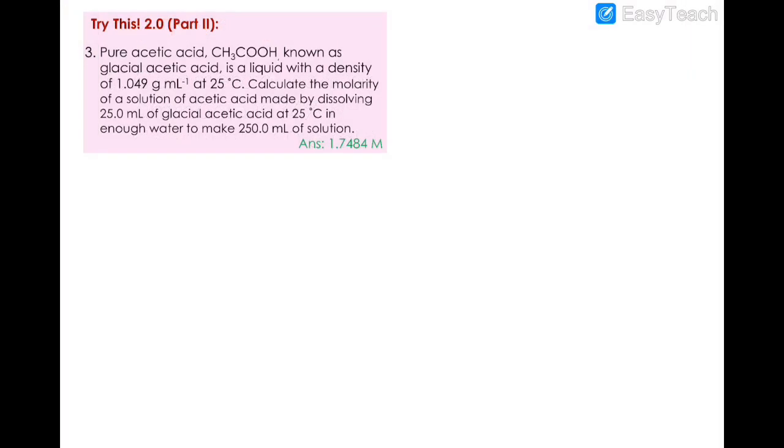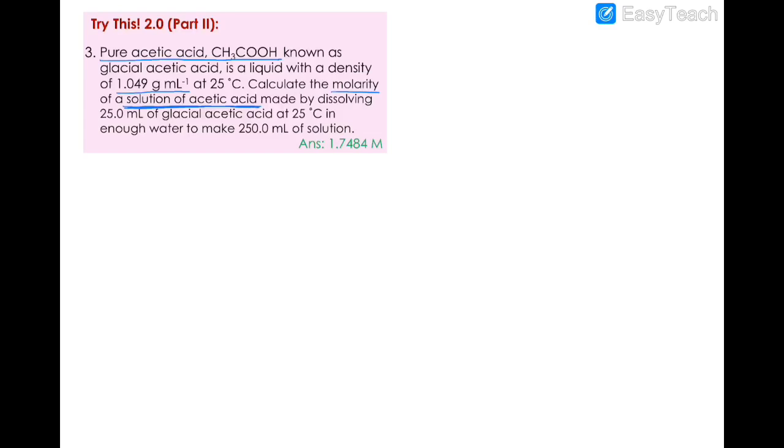Okay, hint untuk soalan nombor 3. Okay, so pure acetic acid is also known as glacial acetic acid, is a liquid with a density of 1.049 gram per milliliter at 25 degrees Celsius. Okay, jadi the pure acetic acid, dia punya density adalah 1.049. Alright, so you are asked to calculate the molarity of solution of acetic acid. Okay, sekarang ni dia minta cari molarity solution of acetic acid.